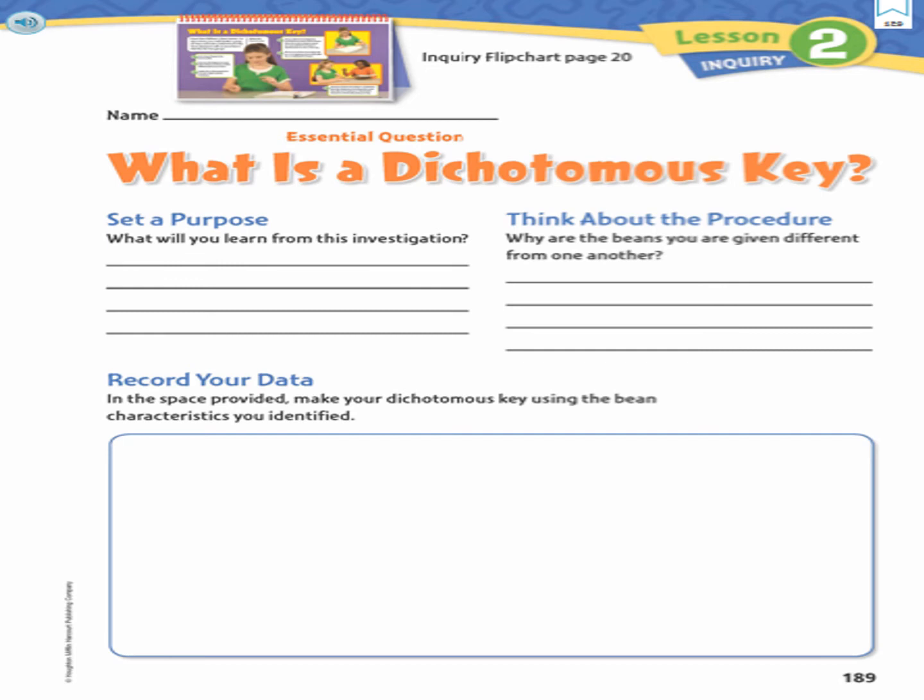What I'd like you to do is get your parents or your brother to help you, and you pick something totally different. You could pick coins versus paper money. You could pick fruit versus candy, something like that. Something to make it easy and fun. Record your data. In the space provided, make your dichotomous key using, instead of bean characteristics, whatever characteristics you have, okay? Especially if it's money. If it's money, you can put down it's money. And then from there, one is paper, one is metal, and so on and so on. All right.